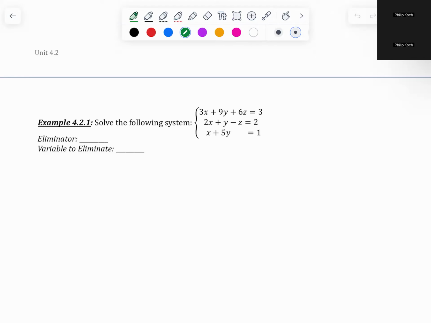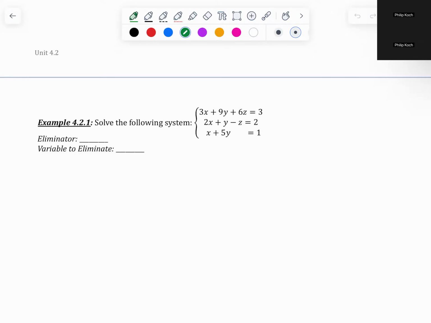Okay, so welcome to the last lecture. We will be finishing off 4.2, and then we will be going to 4.3. 4.3 is pretty quick. So last time we learned how to find the solutions to a 3 by 3 system.